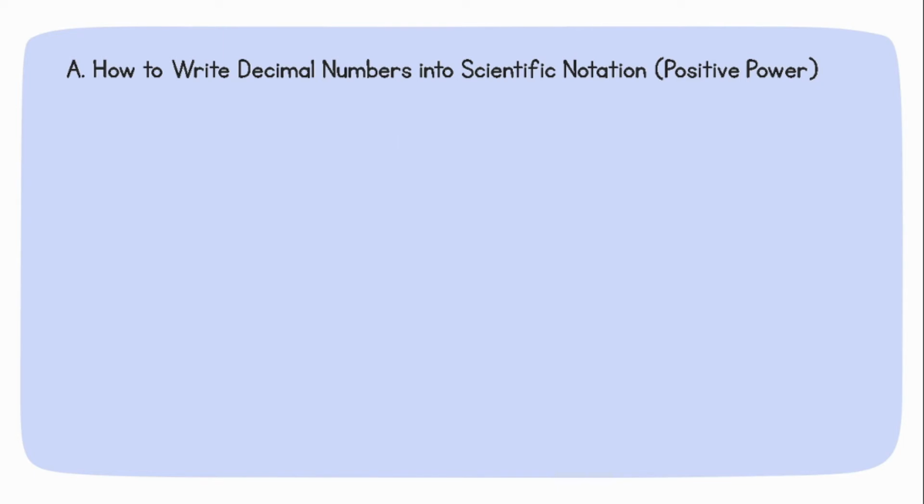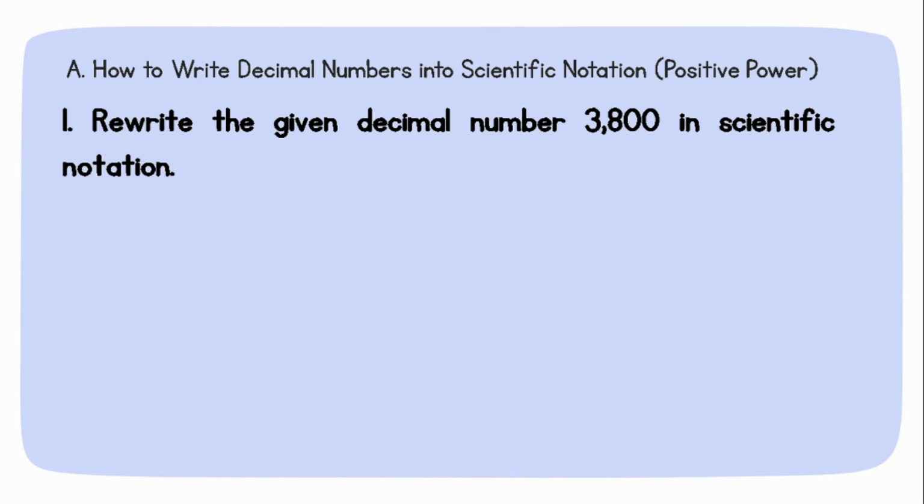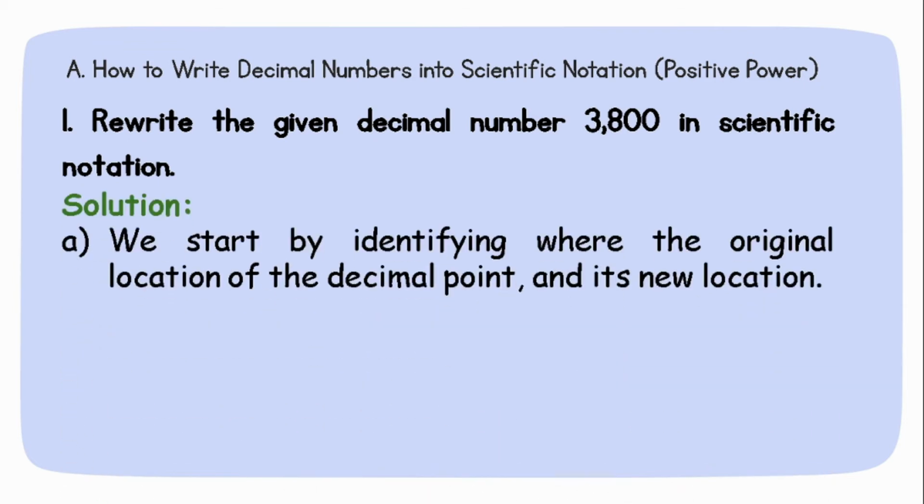Examples on how to write decimal numbers into scientific notation for positive power. Example 1. Rewrite the given decimal number 3800 in scientific notation. Here's the solution. We start by identifying where the original location of the decimal point and its new location. Since 3800 is a whole number, the original location of the decimal point is right after the last digit.